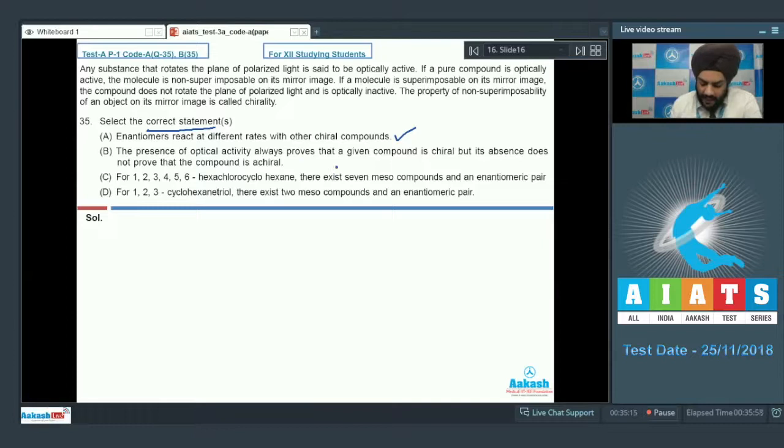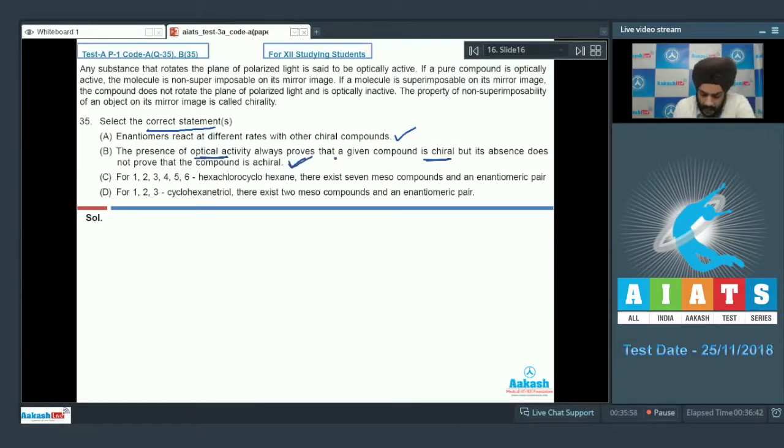The presence of optical activity always proves that a given compound is chiral, but its absence does not prove that the compound is achiral. This statement is correct, students. If the compound is chiral, then the compound will be optically active. And if you look at the second part, its absence does not prove that the compound is achiral. So students, when we have an equimolar mixture of two enantiomers, both these enantiomers will be optically active, but when they are present in an equimolar amount, they are going to cancel out each other's rotation of the plane polarized light. So in that case, the optical activity will not be observed, but it does not imply that the compound is achiral. So this statement is also correct, students.